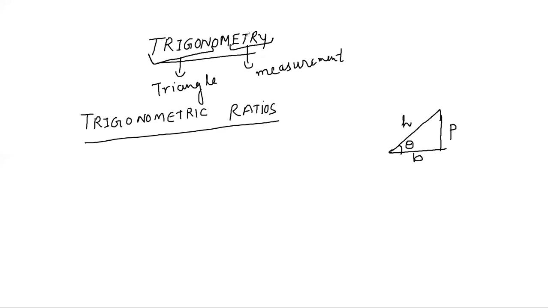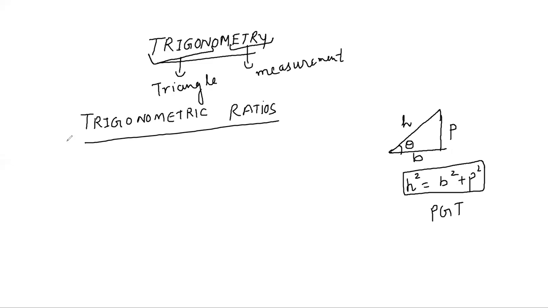We know the Pythagoras theorem that we have learned in earlier classes as well. Here there is a relation: h square is equal to b square plus p square, and this is known as PGT, Pythagoras theorem. Suppose we have two sides, then by this formula we can find the third side. Now in trigonometry we will learn the relation between these sides and angle.